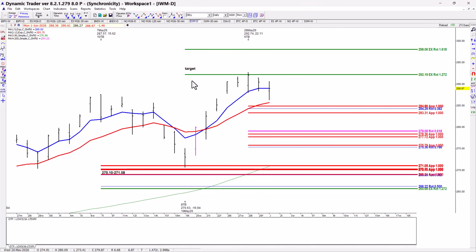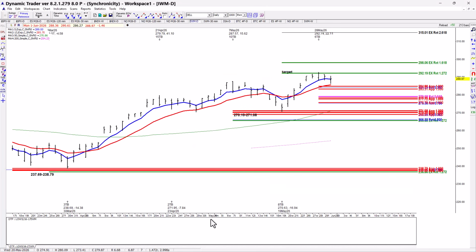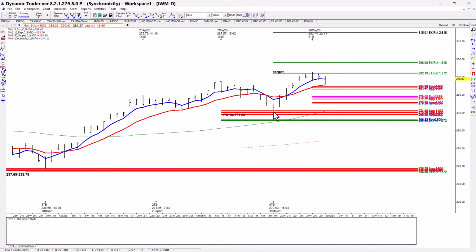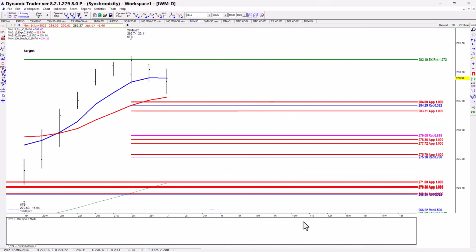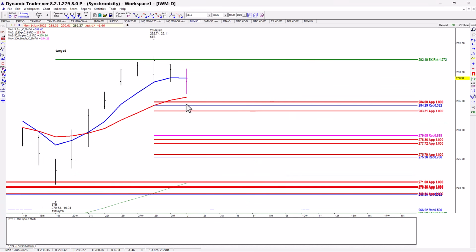IWM. Okay, so IWM, this is like, I'd say, a perfect setup. Now, was it a perfect royal setup? No, but it was a perfect setup. It hit, it held, it triggered, it met target number 1. Now it's getting a pullback, so we have new levels to look at for support.